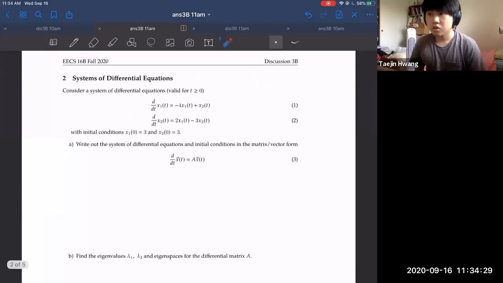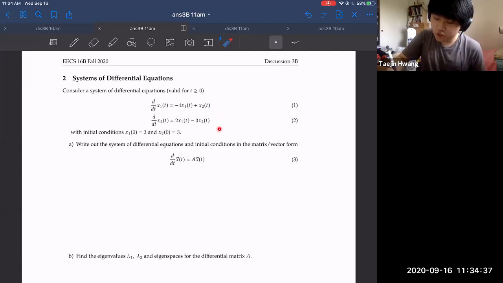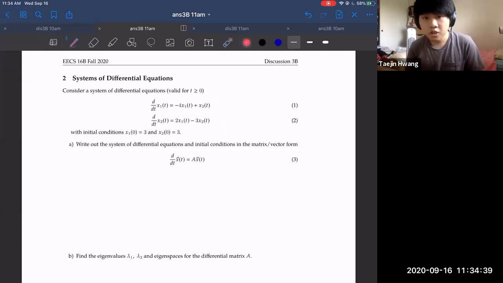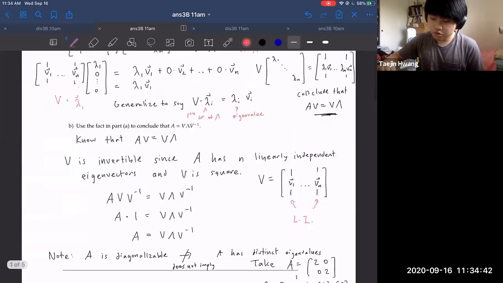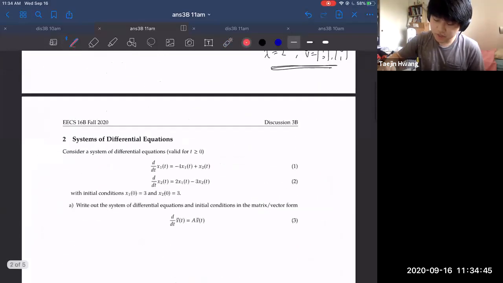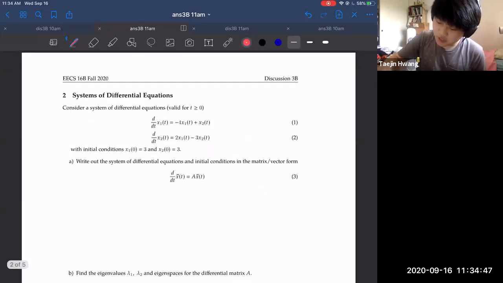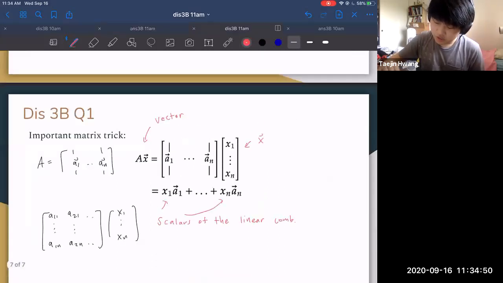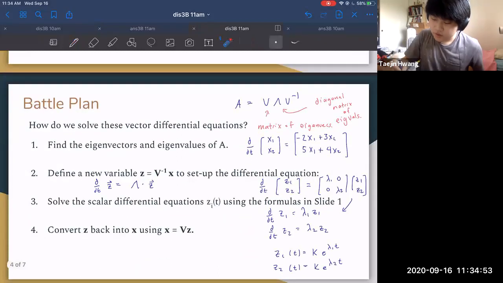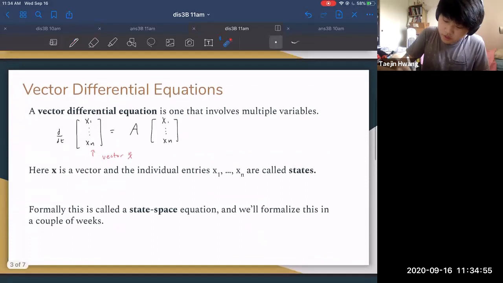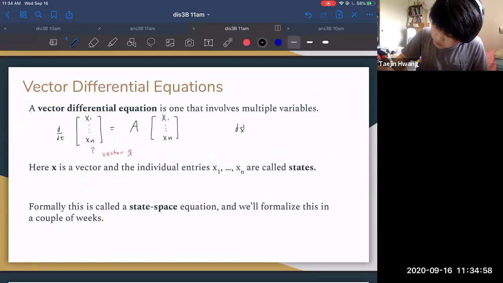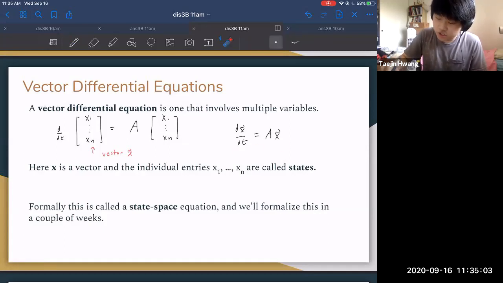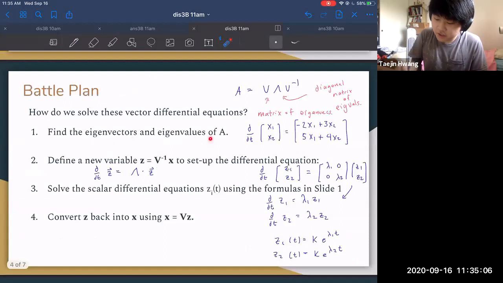All right, so let's move on to the second question, what we really came here for today, which is to solve this system of differential equations. The overall plan for today was to first write out dx/dt is equal to Ax. And then to solve this equation, we want to find the eigenvectors and eigenvalues of A.